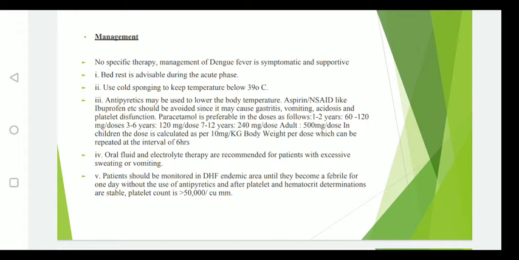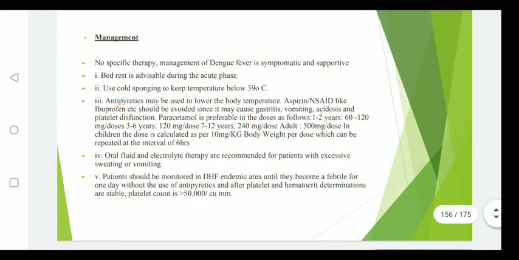But in this case there are some changes. The first one is bed rest. Because of the acute condition, we will tell the patient to take bed rest. Second, because of the high grade fever, we will help the person do cold sponging to reduce the temperature to normal. Third, if it is not reducing, we will give the medicine, an antipyretic, to reduce the temperature.